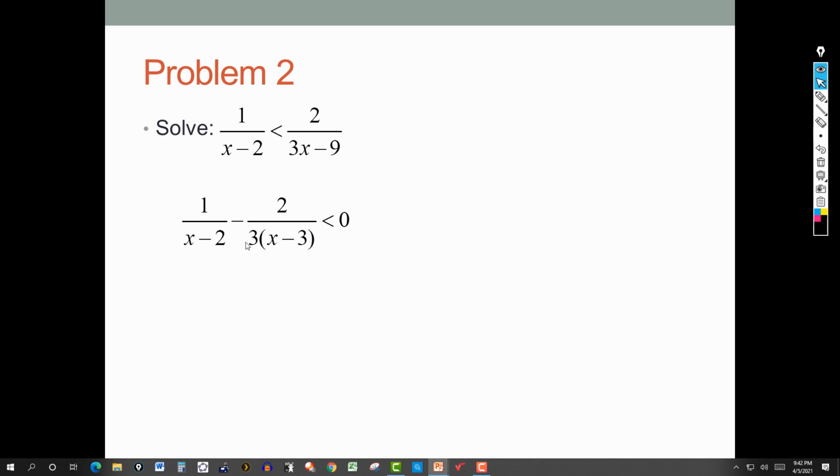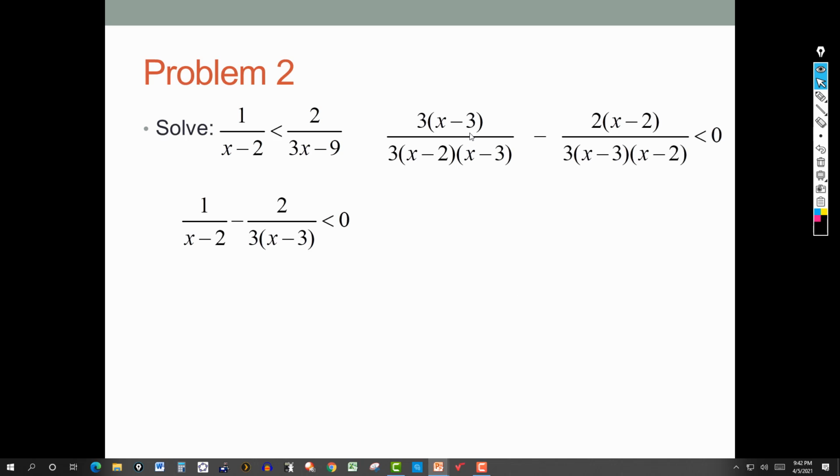Doesn't have a 3 also, so we're going to multiply by 3 and 3. Now this one over here is just missing the x minus 2 then. So we multiply by x minus 2, and that'll give us this.